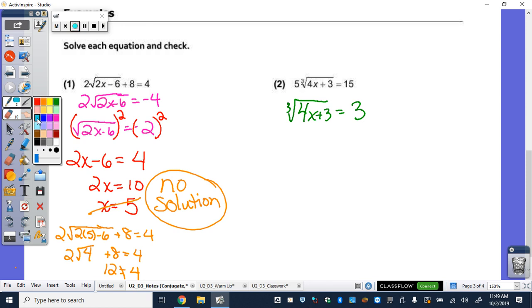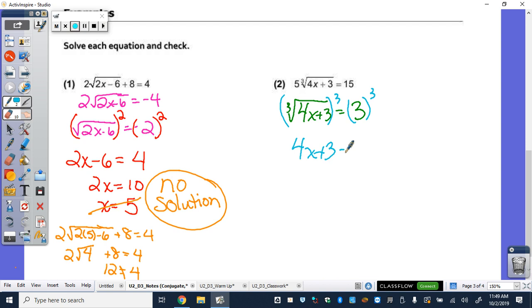So what am I going to want to do next? Raise it to the third power. This one is a cube root. So to undo my cube root, I'm going to want to raise it to the third power. So I get 4x plus 3, and then what's 3 cubed? 27.